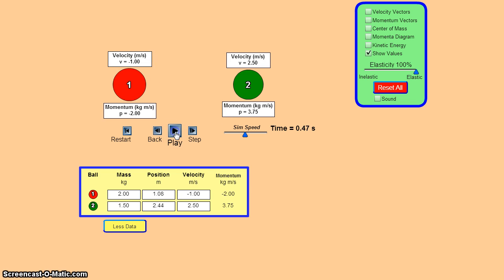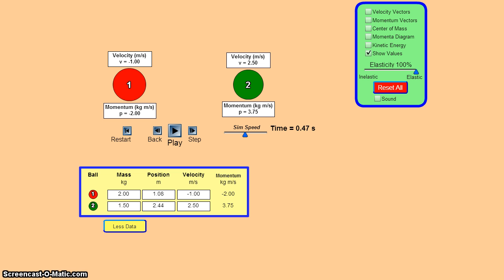After the collision, the momentum of the system is still 1.75. Object 1 has a momentum of 2 to the left after colliding with Object 2, which now has a momentum of 3.75 to the right. Therefore, momentum is conserved.